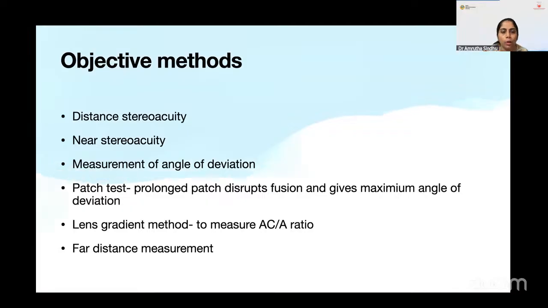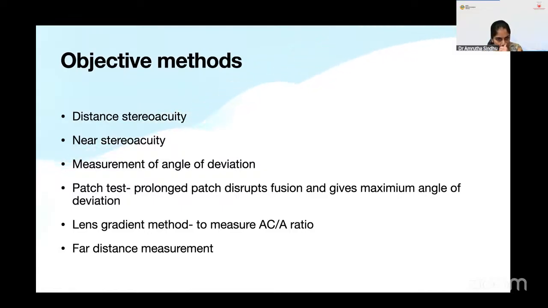Since these are all concomitant deviations, the common measurement we do is measurement of deviation for distance. That is, you ask the child to read a Snellen's chart and do a cover test, and a near deviation where you use a near target and try to measure the deviation. So that is what you have to do.